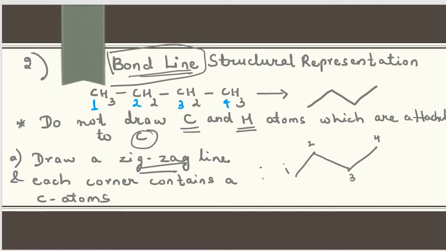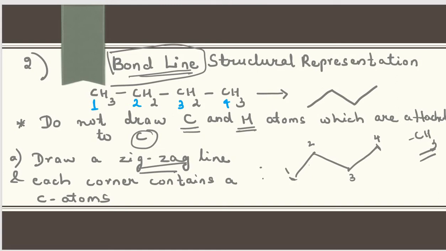Now you can see that there is a free end of the zigzag line, and no other group is there. So the free end of a zigzag line represents what group? The free end represents a methyl group.